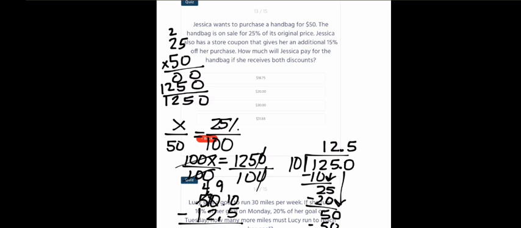I'm going to borrow, make it a 9, so this can become a 10. 10 minus 5 is 5. Bring down the decimal. 9 minus 2 is 7. 4 minus 1 is 3. So it's $37.50. That's the new price.